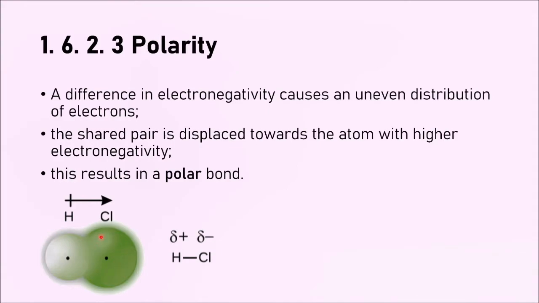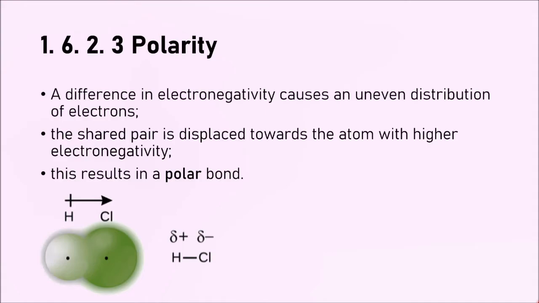This is why we use these symbols as well, delta plus on the hydrogen side and delta minus on the chlorine side. The atom with the higher electronegativity will have the minus, and the atom with the lower electronegativity will have a plus. That's always the rule.